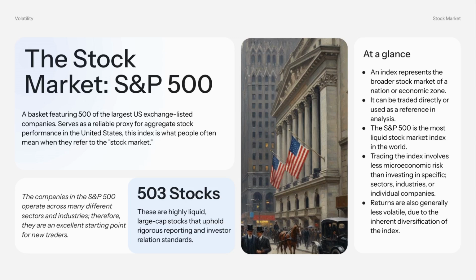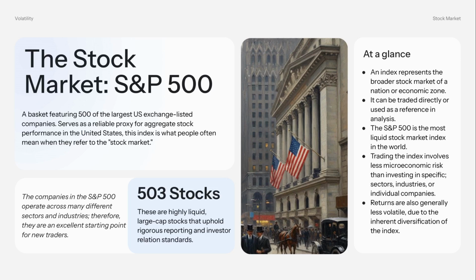Slide 5. The stock market, S&P 500, is a basket featuring 500 of the largest US exchange-listed companies. It serves as a reliable proxy for aggregate stock performance in the United States. This index is what people often mean when they refer to the stock market. The companies in the S&P 500 operate across many different sectors and industries. It's an excellent starting point for new traders.